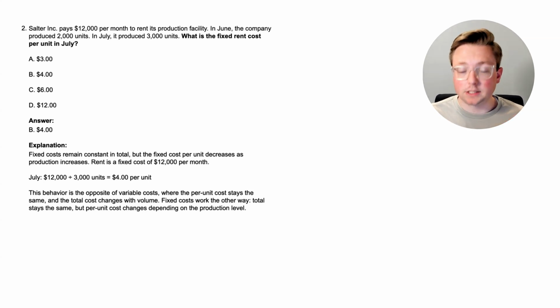So the total fixed cost is not going to change, but the cost per unit is the thing that's going to change. So it's kind of like the opposite. This behavior is the opposite of variable costs, where the per unit cost stays the same and the total cost changes with volume. That's how variable costs work. Fixed costs work the other way. Total stays the same, but per unit cost changes depending on the production level. So again, we're kind of just learning the basic differences between variable and fixed costs. Now let's go to the next question.